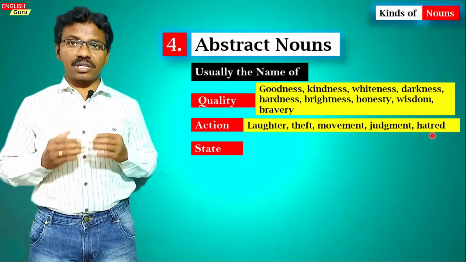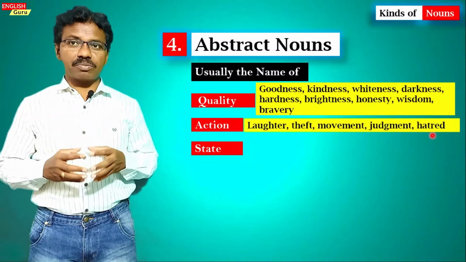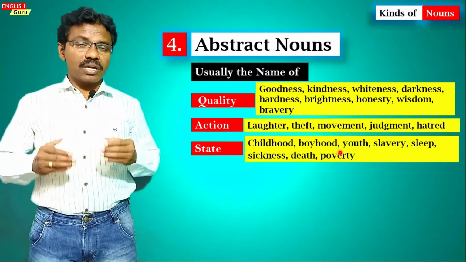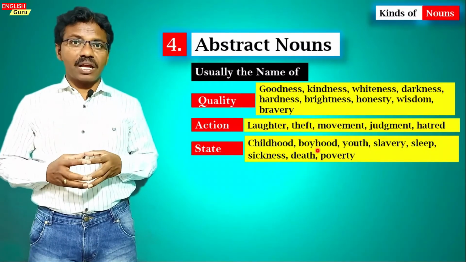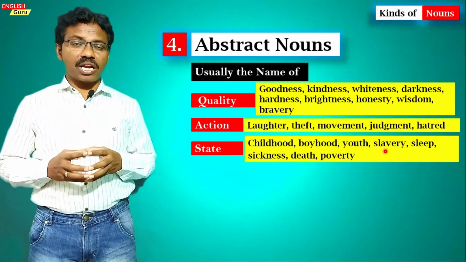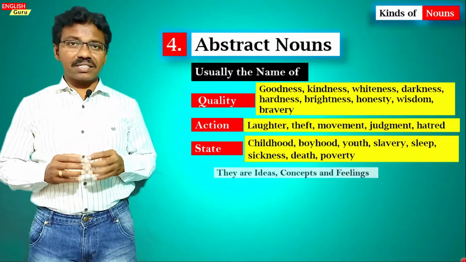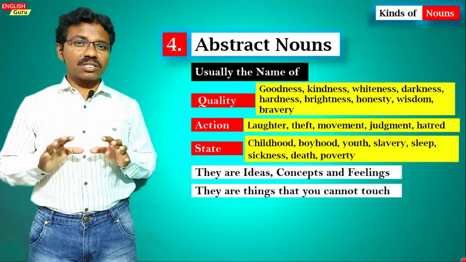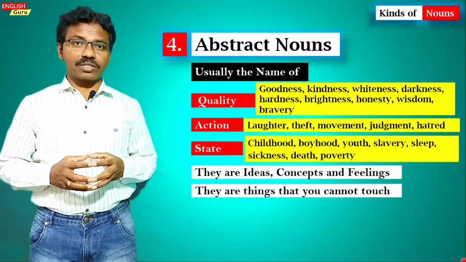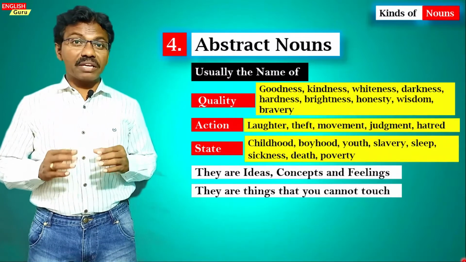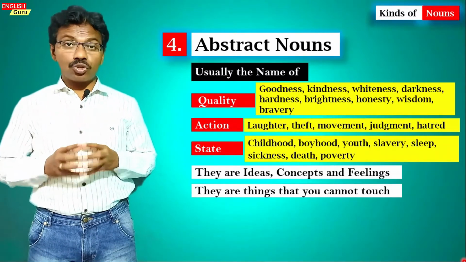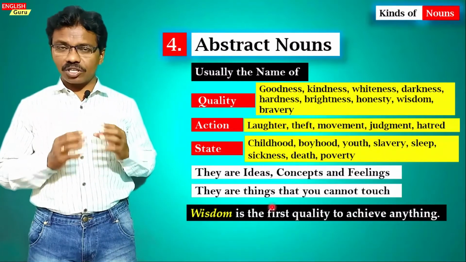And the next one is action: laughter, theft, movement, judgment, hatred, these are all the actions that we perform. And the next one is state: childhood, boyhood, youth, slavery, sickness, death, poverty, these are all the state of being of individuals. So these are all we can feel but we cannot touch, so we call them abstract nouns.